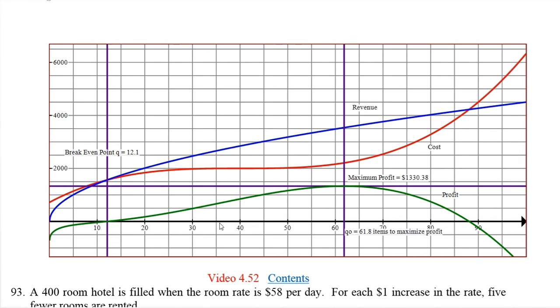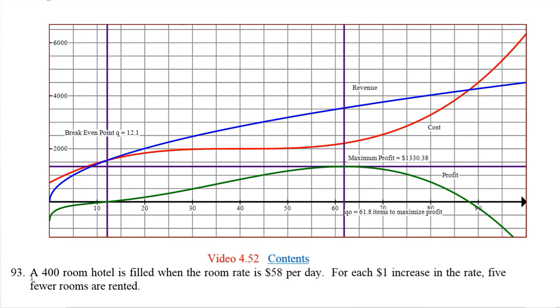In our last video, we talked about how we can look at a revenue and cost function and how they relate to the profit function. In this video, we're going to look at an actual real-world application, and it has something to do with some of these concepts. So here's our scenario. A 400-room hotel is filled when the room rate is $58 a day. And they have found that for every $1 they increase the rate of the room, 5 fewer rooms are rented.